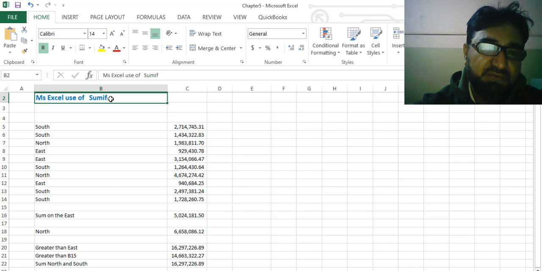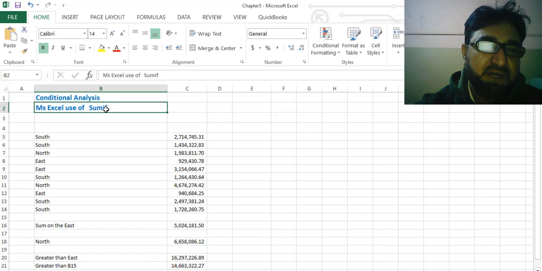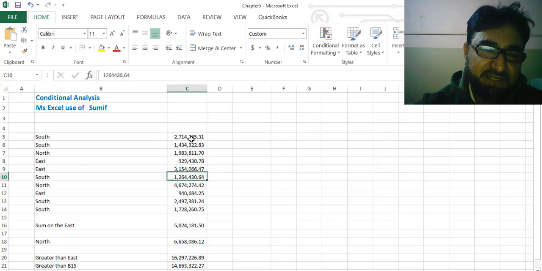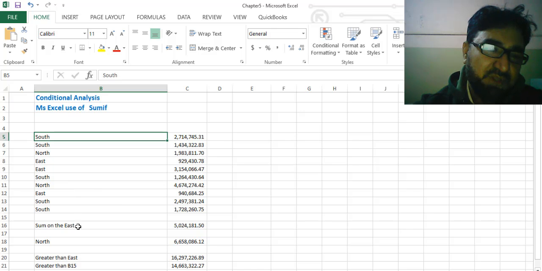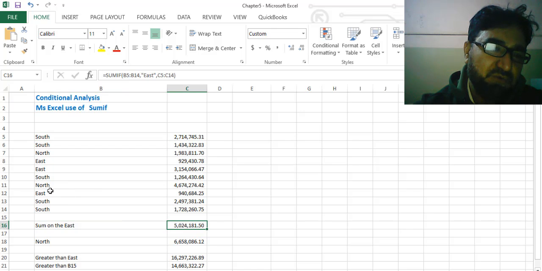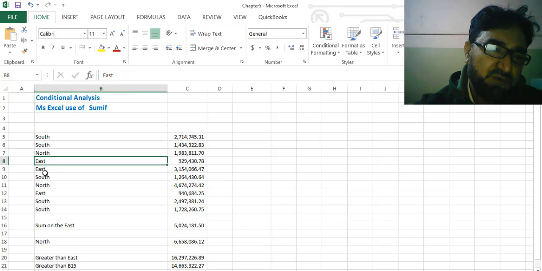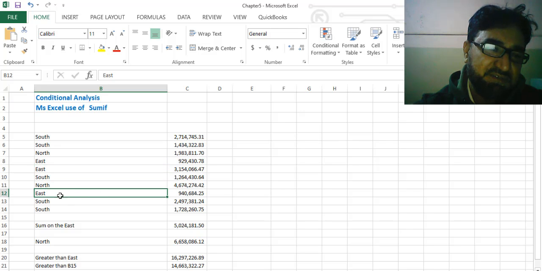Now look at this, the use of SUMIF. Here we are again and again focusing on the conditional analysis, MS Excel use of SUMIF. Here is the data. It is hard-written data. So look at this. We are going to write a formula to find out the total of the values written in front of this East. We want to know the total of these three East. So how are we going to write this formula?